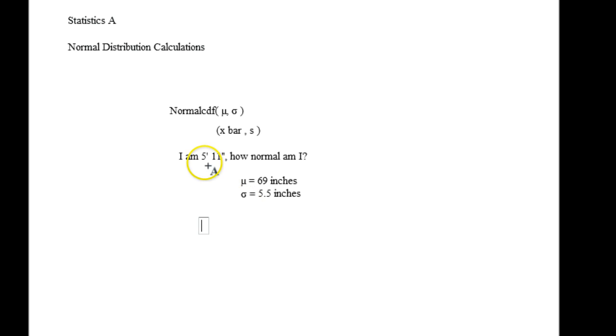So you calculate everything. First off, you have to convert this to inches. So that'd be 71 inches would be my height. So you do your z-score. The z-score would be 71 minus 69, once again pretty simple, over 5.5.